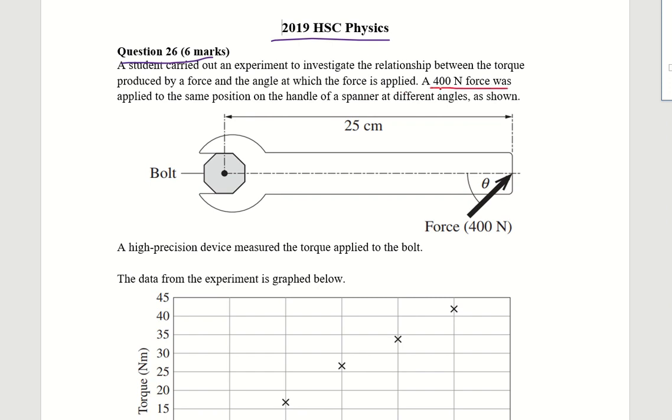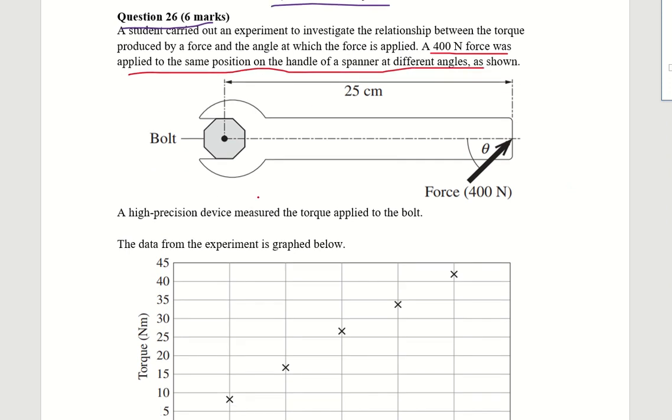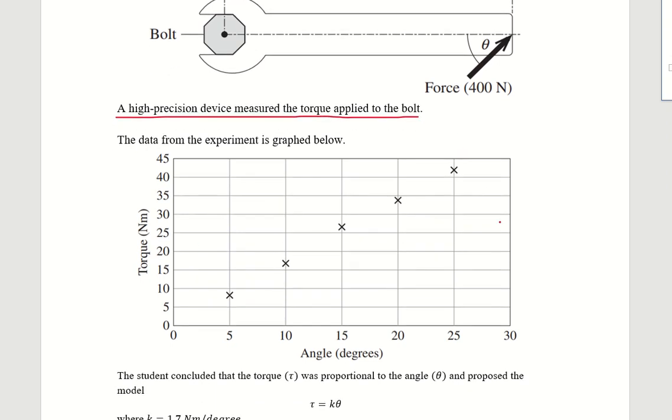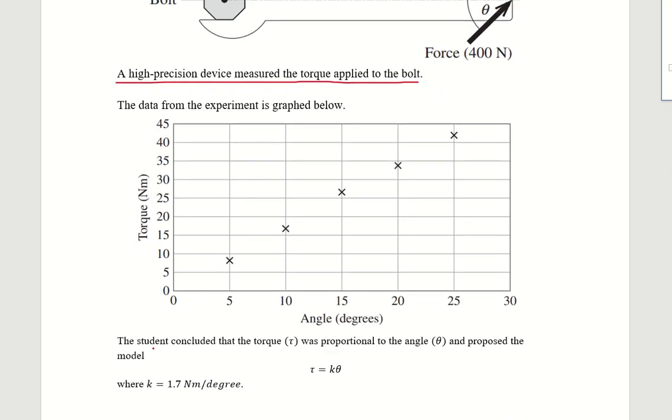A 400 Newton force was applied to the same position on the handle of a spanner at different angles as shown. So that's our little picture diagram here. As you can see, that's our little stimulus showing what's happening in this scenario. A high precision device measured the torque applied to the bolt, and this is the graph we have here. The student concluded that the torque was proportional to angle theta and proposed the model of tau equals k theta, where k is that value there.